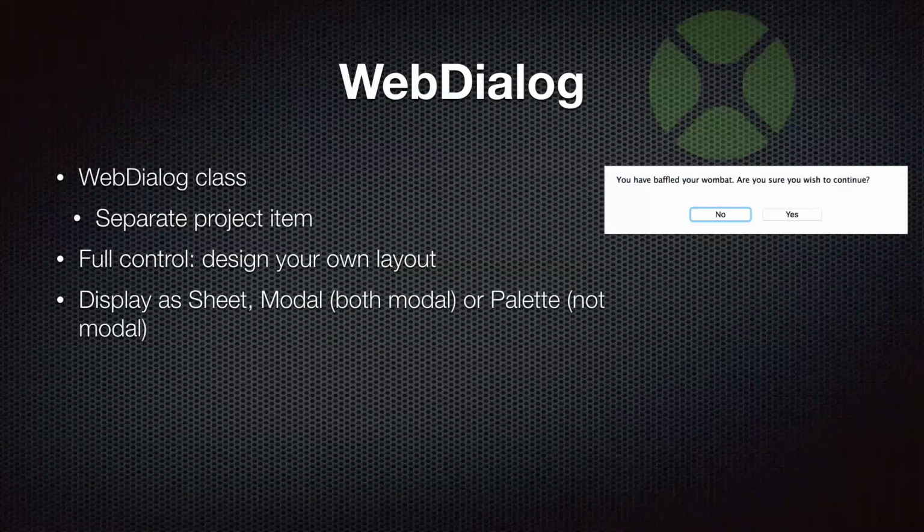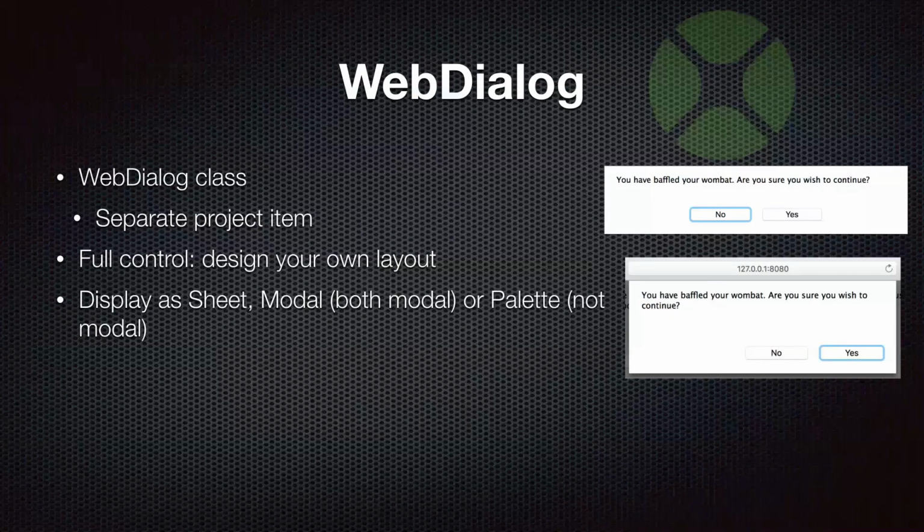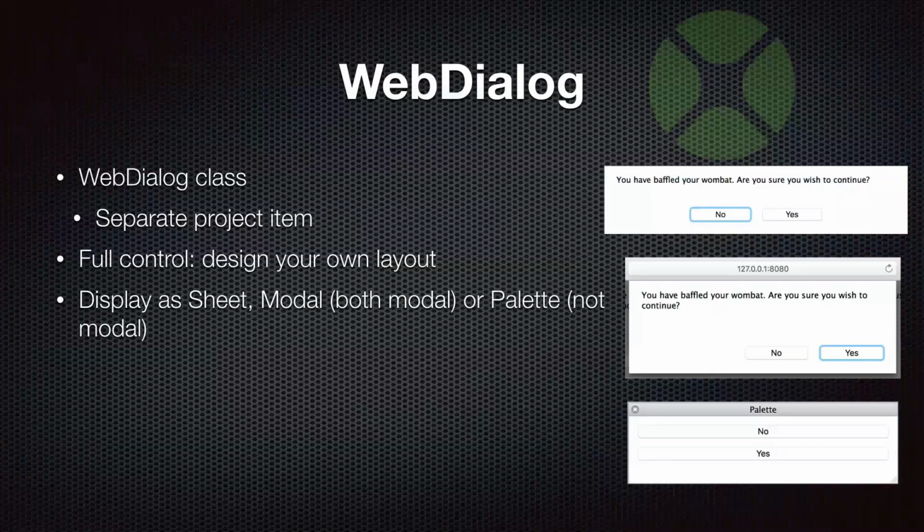So this here is a regular looking dialog. This is a sheet, and you can see it's at the top of the browser window. The animation would have had it slide down there. And then a palette has a title bar, so you can move it around, and it has its own close button.